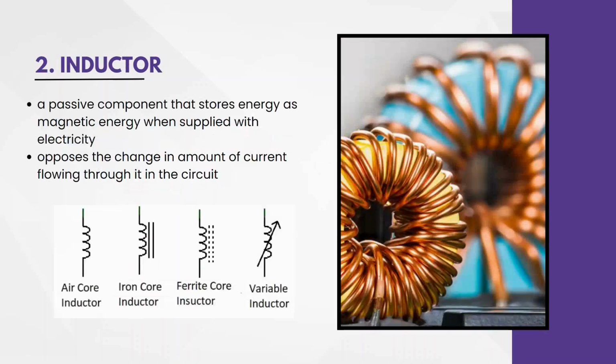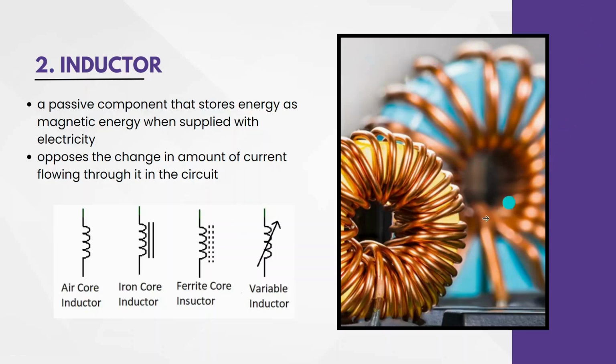Next, we have an inductor. In a circuit, this resistor, inductor, and the capacitor, which we will be learning next, all these three things will oppose something. While a resistor opposes the flow of current, an inductor will oppose the change in amount of current. And this component will also store the energy from the battery or energy from the source in the form of magnetic energy.